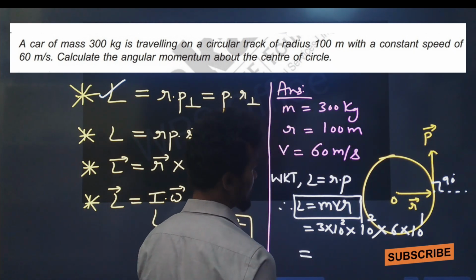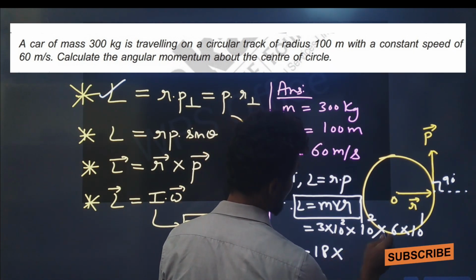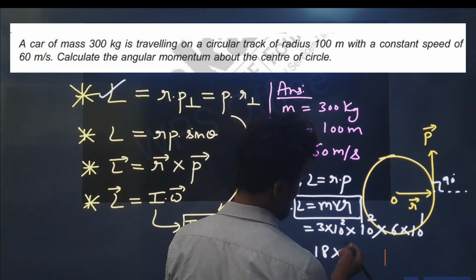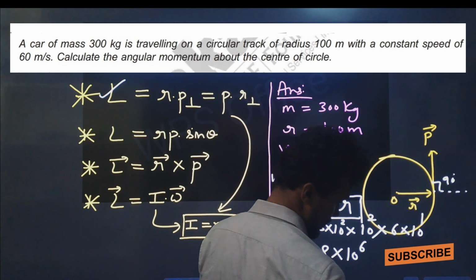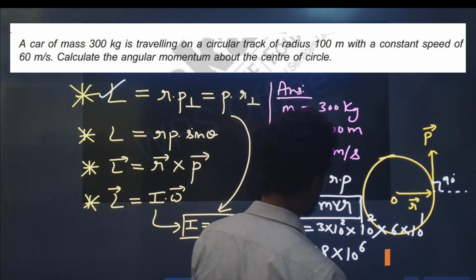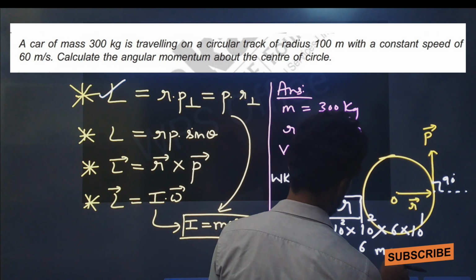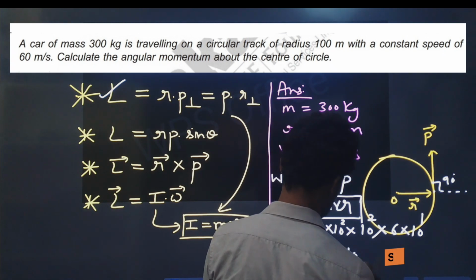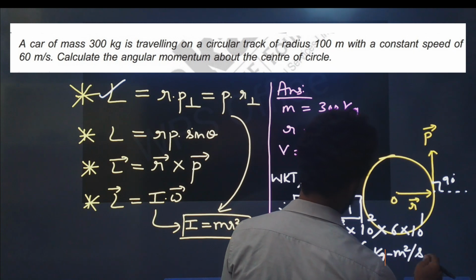So students, if we simplify this, 6 into 3 how much? 18. Into, if we see the power of 10, it will come here 18 into 10 to the power 6. And what is coming here? Meter per second. Kilogram meter per second. What is this? Kilogram meter square per second.